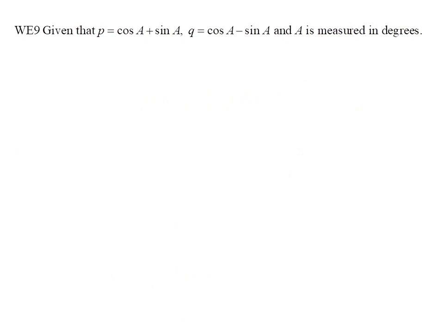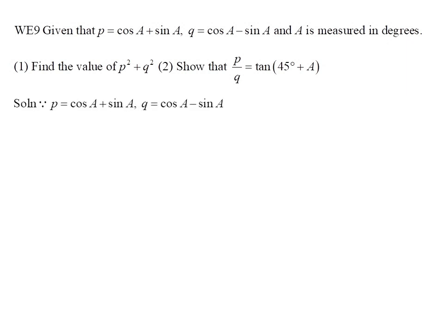The criteria in example 9 is that P equals cosine A plus sine A, Q equals cosine A minus sine A, and the angle A is measured in degrees. There are two questions in this example, and the first one is to evaluate P squared plus Q squared. The second question is to prove the relation P over Q equals tangent of (45 degrees plus A).